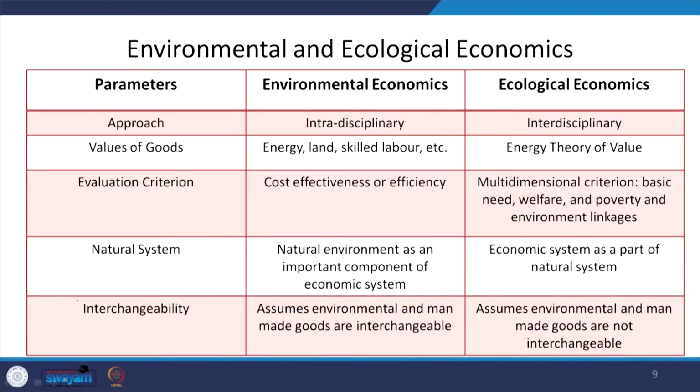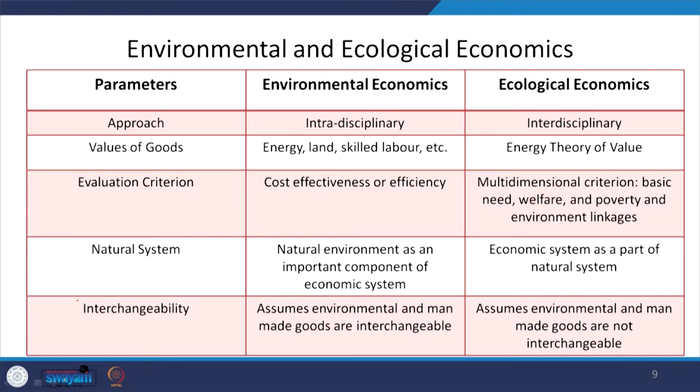So, the interface or interaction among these three key parameters, one is economy, second is society or social welfare, and third is the overall environment. So, the interface between economy, environment and society is studied in environmental economics, while society and economy are considered the subsystem of the overall larger environment.